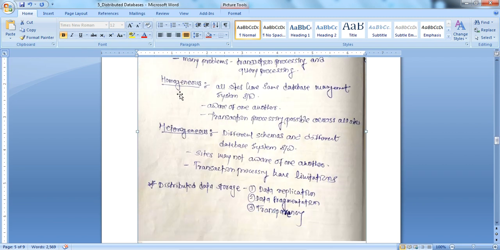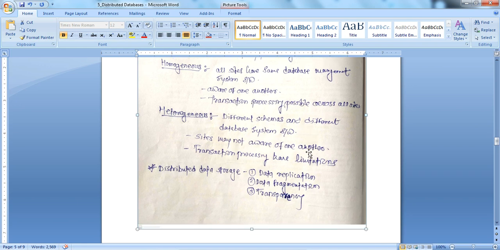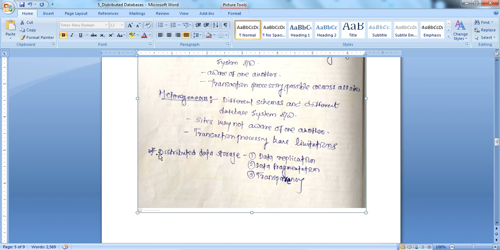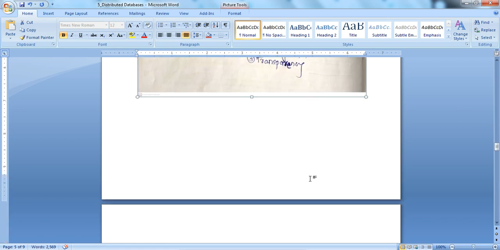Now the homogeneous: all sites have the same database management system, are aware of each other, and transaction processing is possible across all sites. Then heterogeneous: different schemas and different database system software. Sites may not be aware of each other, and transaction processing has limitations. Now next, distributed data storage: the data replication concept, data fragmentation, and the transparency concept.